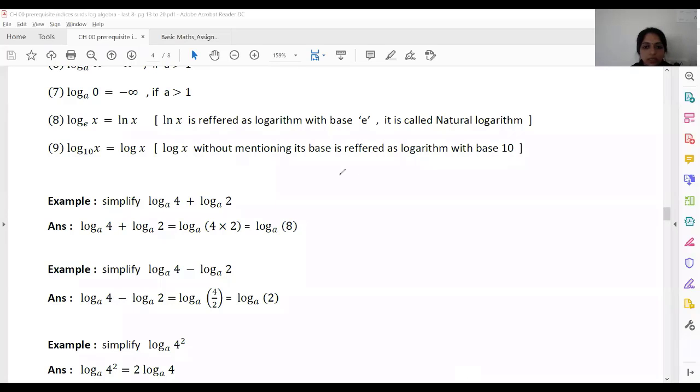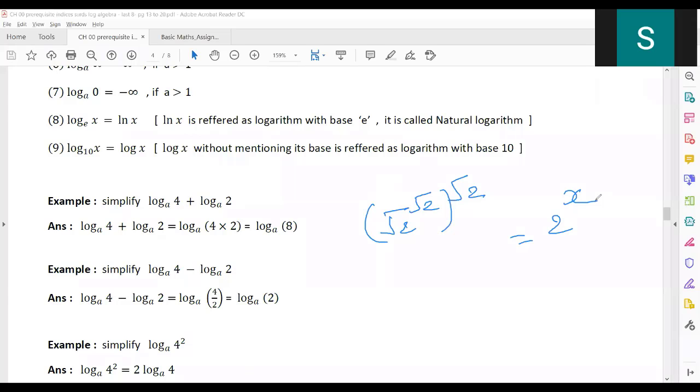Give me one more answer. Root 2 raised to root 2 into root 2 is equal to 2 raised to x. Tell me what is x? X is 1. Perfect. X is equal to 1.